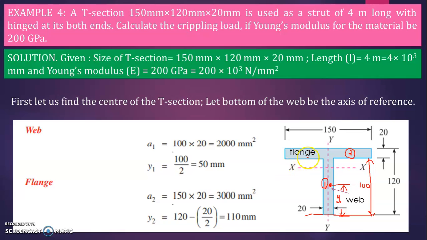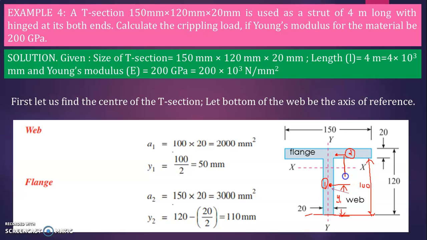Next, go to the flange. You have to calculate the area first. A2 is 150 into 20, again a rectangular section, B into D, 150 into 20. Now again you have to calculate Y2. Y2 is the distance from the CG to the neutral axis. Where is the neutral axis now? Suppose this is the location.